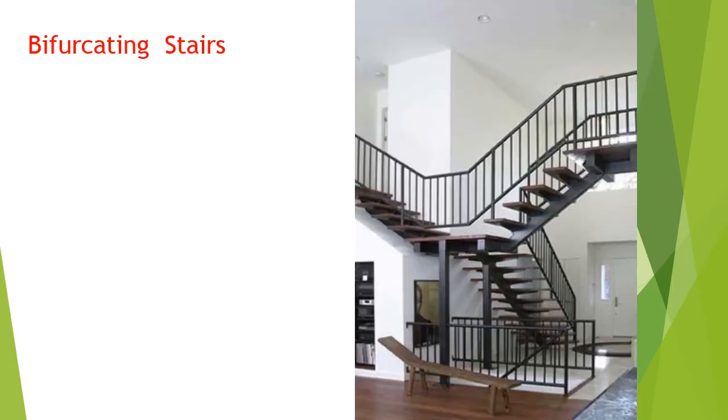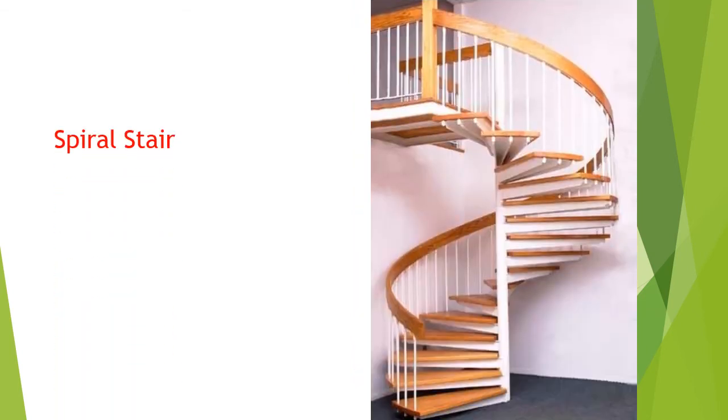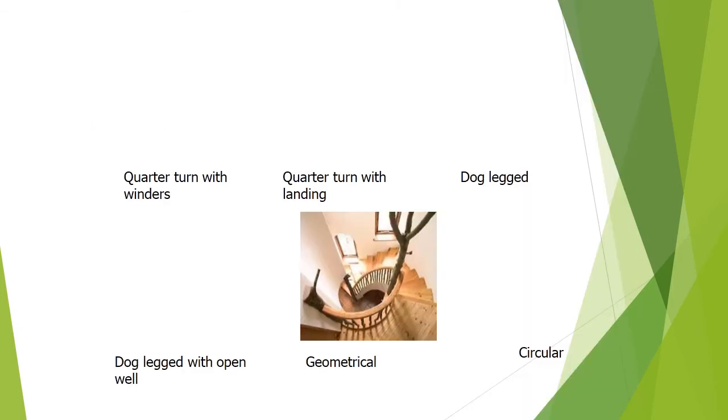Bifurcating stairs. This is the image of the bifurcating stairs, wherein one landing comes down and is split into two components. It can generally be used in movie halls, commercial complexes, airports, etc. Spiral stair. This is the image of a spiral stair. It can be used for external emergency exit and where the space is very limited.